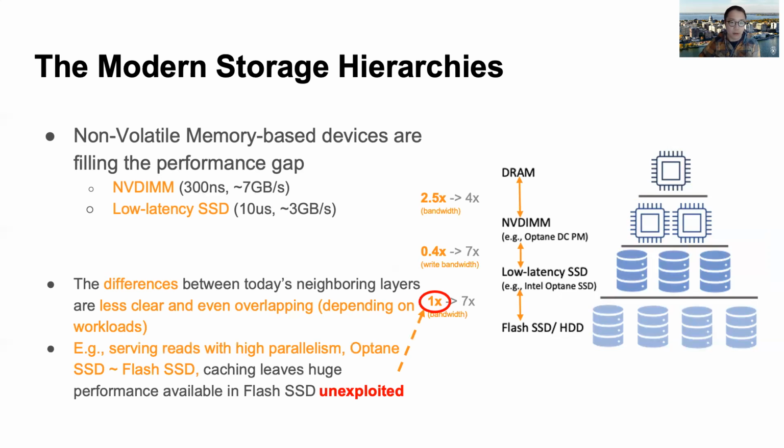Consider a case in the Optane and flash SSD two-layer hierarchy. When serving reads with high parallelism, these two devices actually provide very similar performance. In this case, caching, which optimizes hit rate, will be single-minded to direct most accesses to the Optane SSD, and it will leave huge performance available in the flash SSD unexploited.